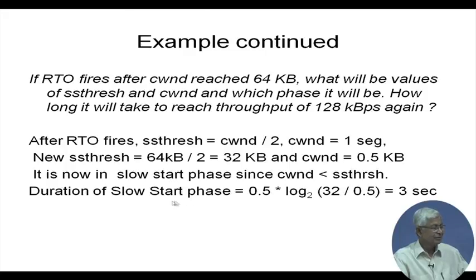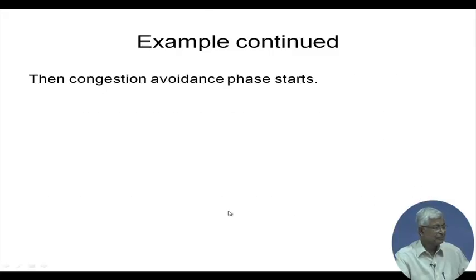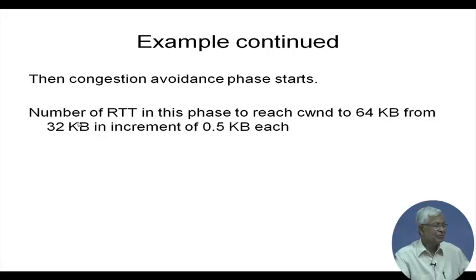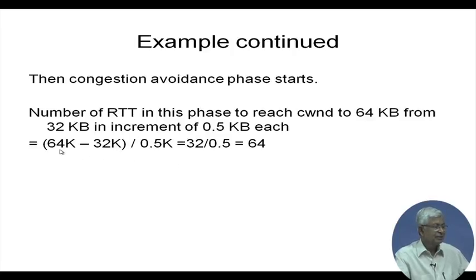So, the duration of this phase will be again 0.5 times log base 2 of, now, 32 kilobytes by 0.5, that is equal to 3 seconds. This time it will be 3 seconds. Then the congestion avoidance phase starts. So, the number of RTTs in this phase to reach the CWND of 64 kilobyte from 32 kilobyte, in increments of 0.5 kilobyte each, it is a linear growth.